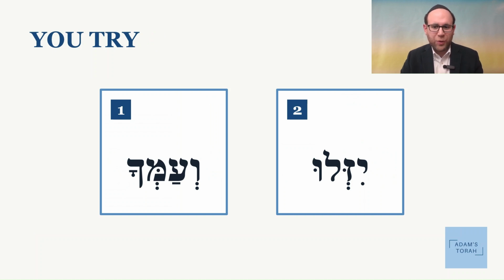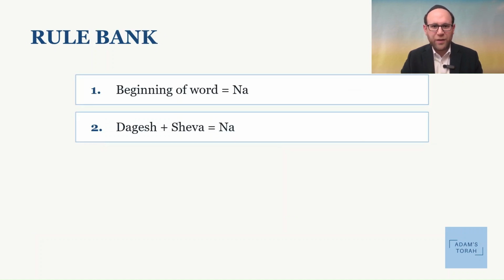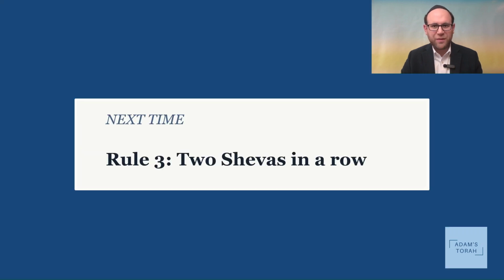Word number 2, you have a Sheva in the middle of the word. That Zayin has a Dagesh. Therefore, it is Yizelu. And so coming to our rule bank, we have just added a second rule to our rule bank. When there's a Dagesh in a letter with a Sheva underneath it, it is pronounced as a Sheva Na. So far, we have learned 2 rules identifying when you have a Sheva Na. If a Sheva is at the beginning of a word, meaning under the first letter, or if it is under a letter that has a Dagesh within it, it is pronounced as a Sheva Na.